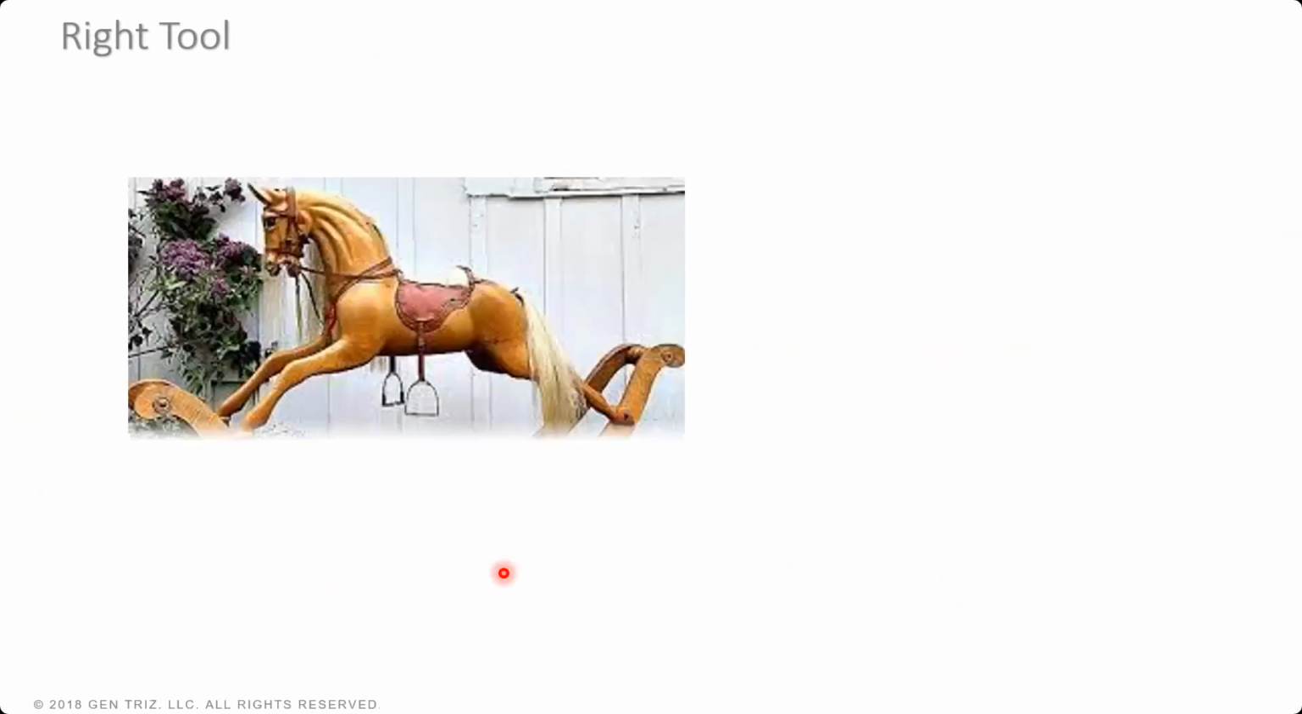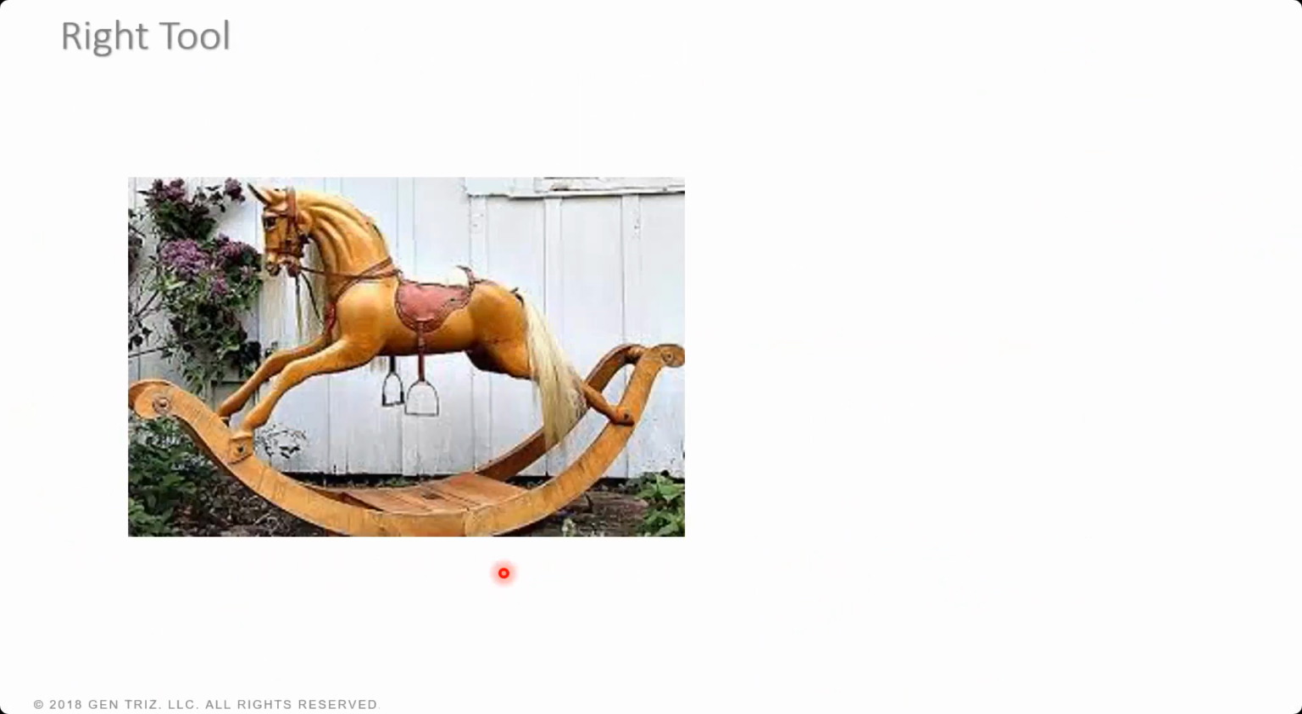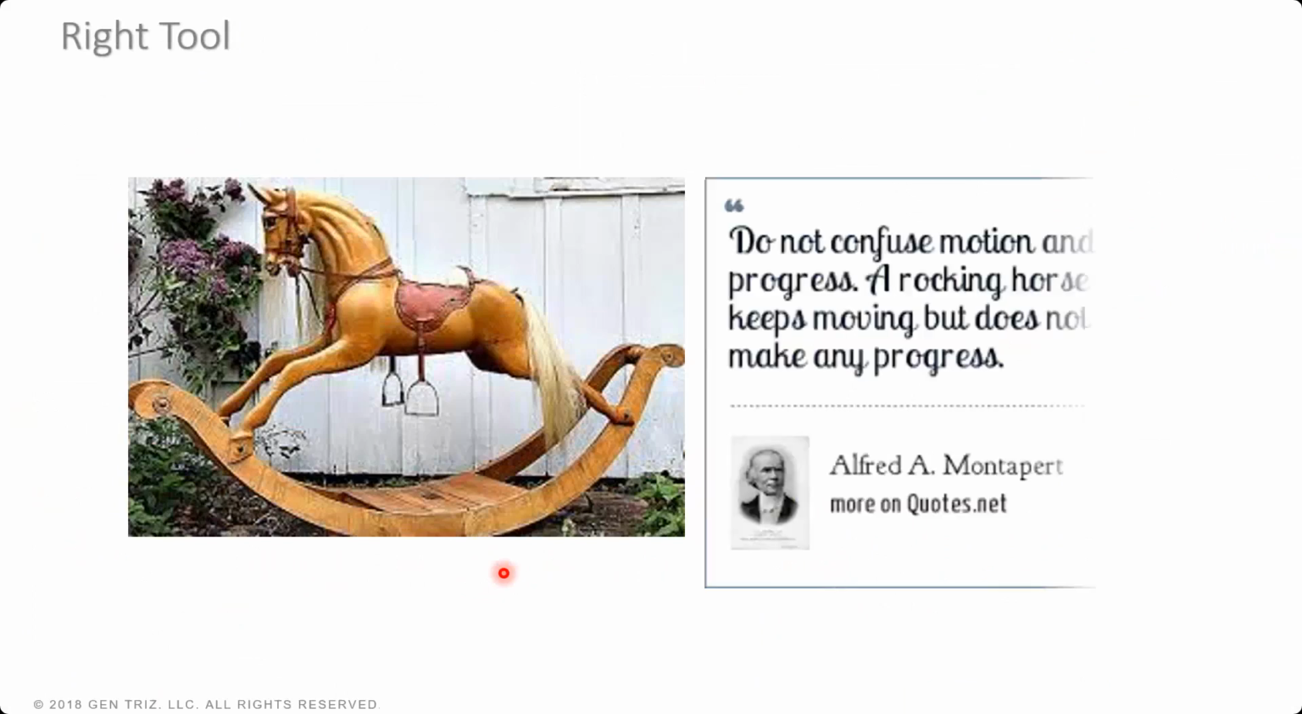You know, the right tool is that there must be a motion. Accidentally, I have put the next tab. But what is the horse? Horse is a symbol of motion. But if the horse is like this, it will be still moving, but will it go ahead? No, it will be just rocking at the place.